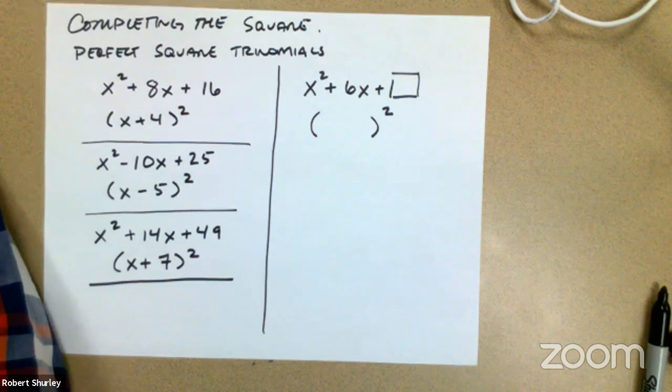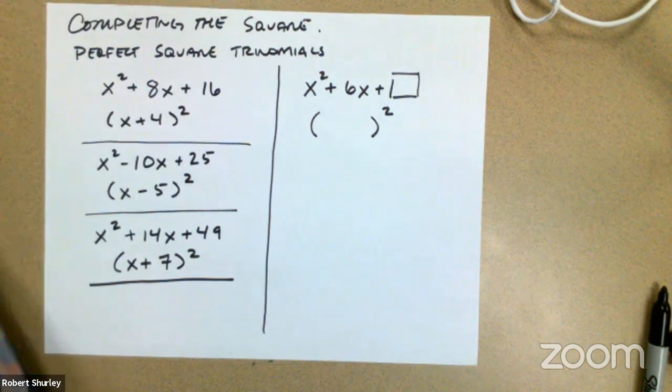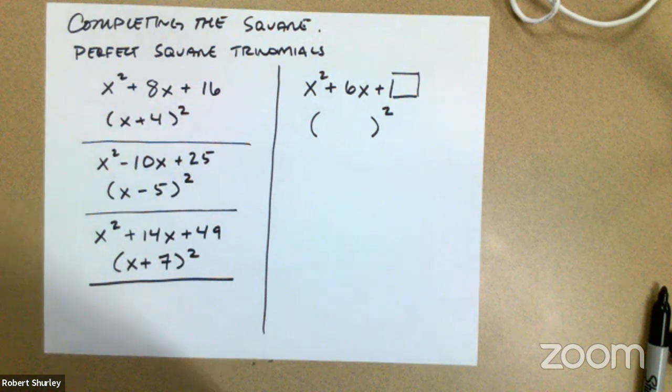How did your brain see 9? 3 plus 3 is 6, so that's the way I was looking at it: 9, when you do the factoring, you get 3 and 3, which gives you a positive 6. So x plus 3 squared.